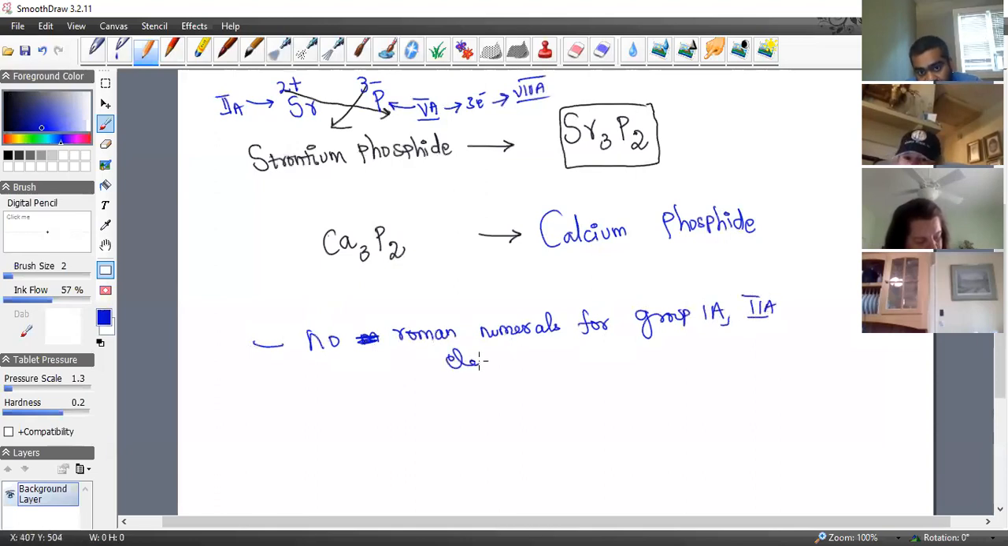Because they don't ever change, Lucy. That's why. The reason we throw in the Roman numeral for transition metals is because they can have multiple positive charges for a single element. That is usually not the case for your group 1A and 2A elements. That's why we don't have to write the Roman numerals in. Does that make sense? Yes.